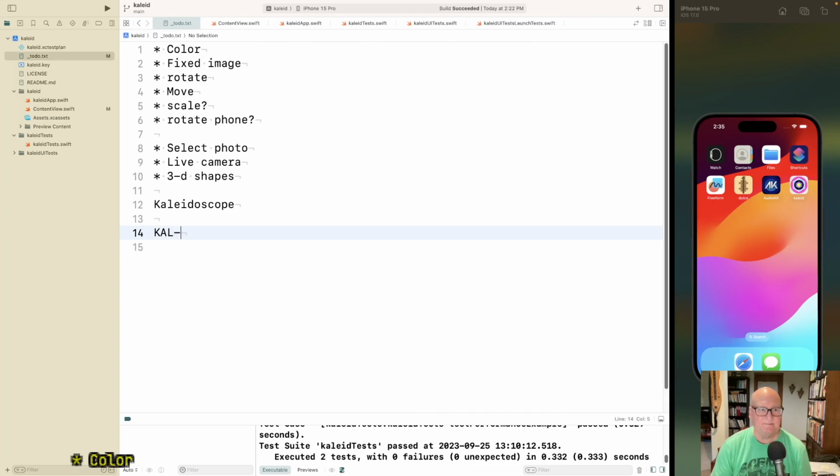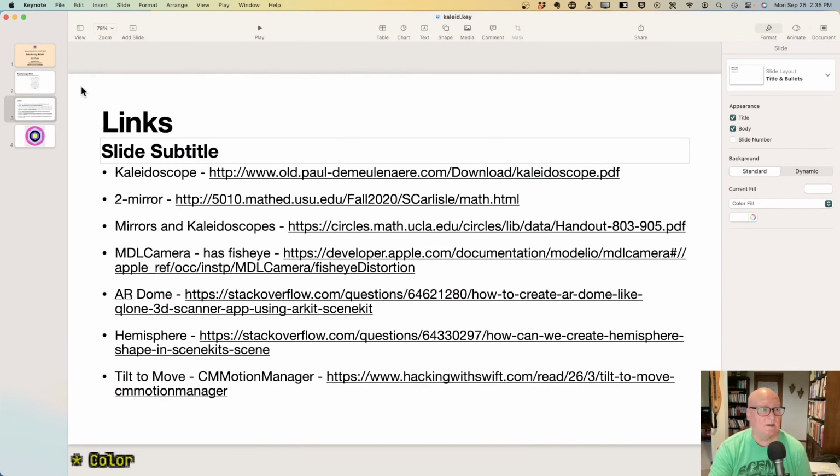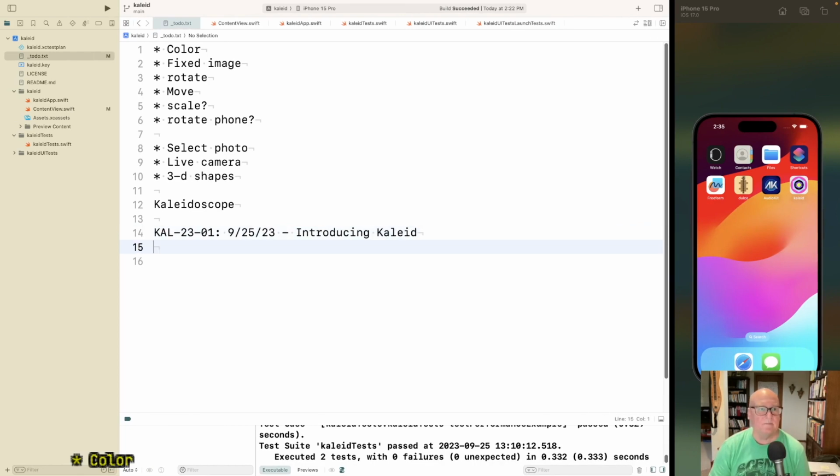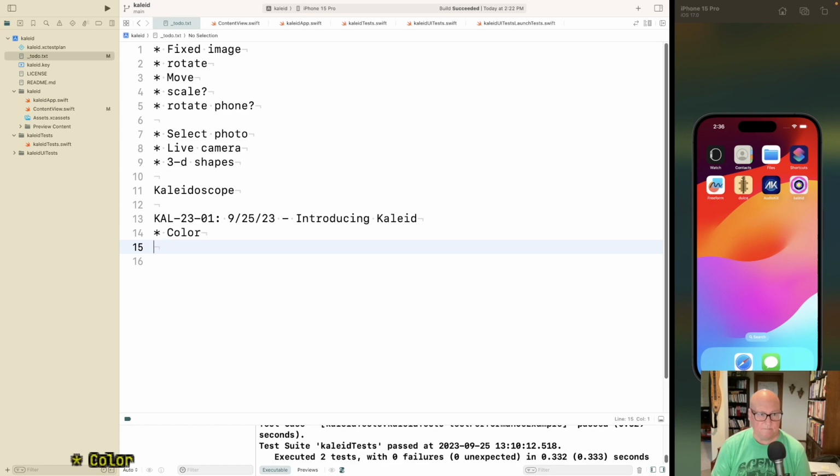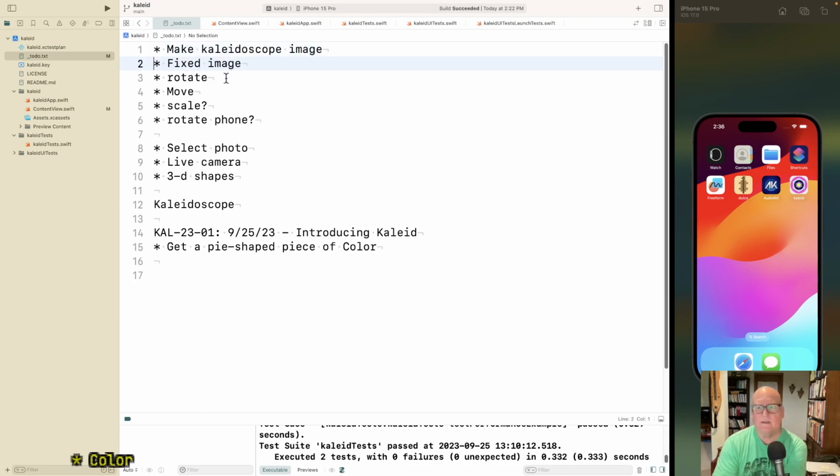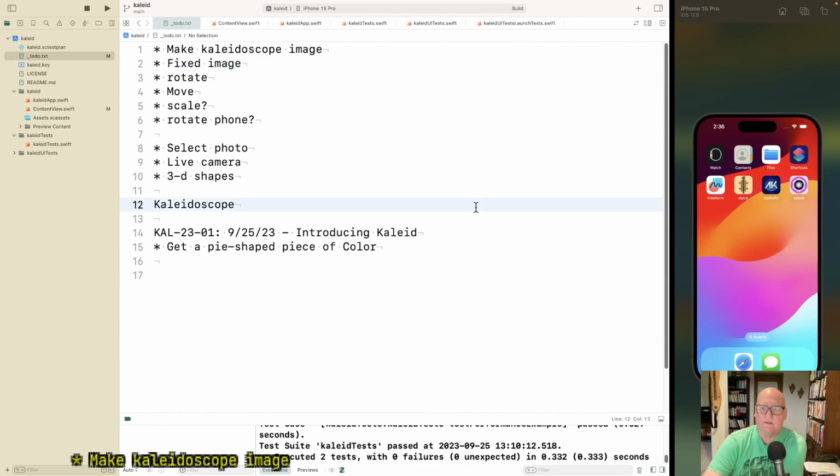All right, welcome back. 1301, this is the 25th. Okay, and this is introducing, I don't even know what I called it, Kaleid. Make kaleidoscope image. I don't think we're quite there on that. Okay, so, well, let's run it in our simulator.